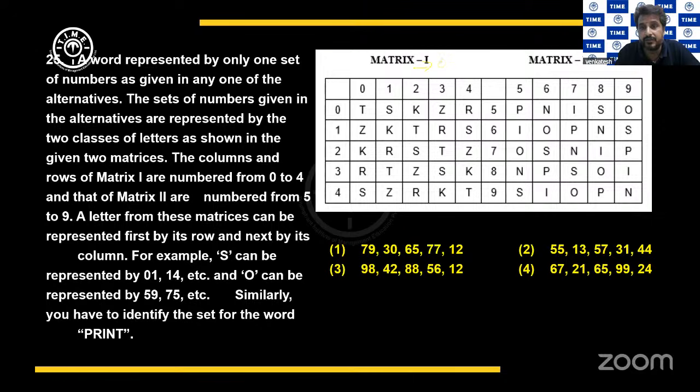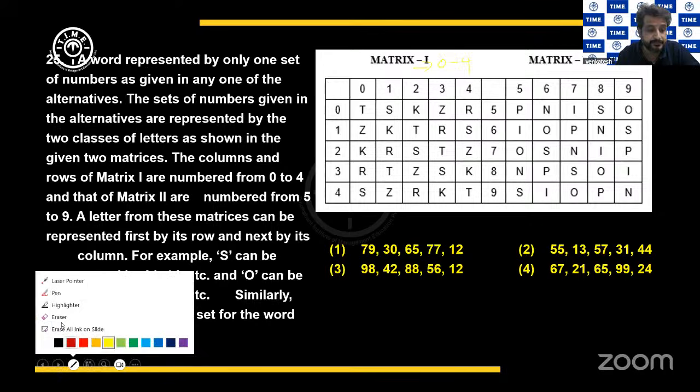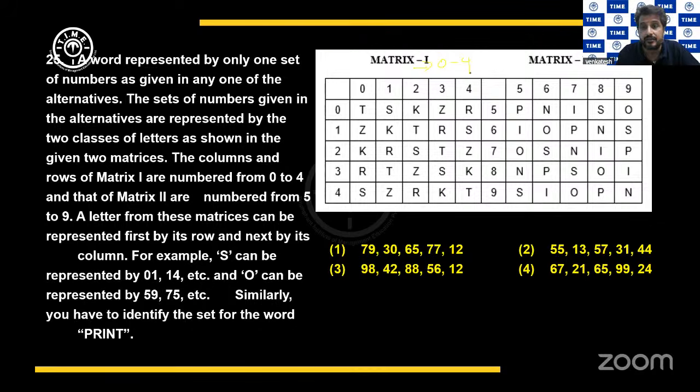Numbering for matrix 1 is 0 to 4. Okay, let me change the color of the pen. Right. Matrix 1 represents 0 to 4. Matrix 2 represents 5 to 9. Now what they said: a letter from these matrices can be represented first by its row and next by its column.